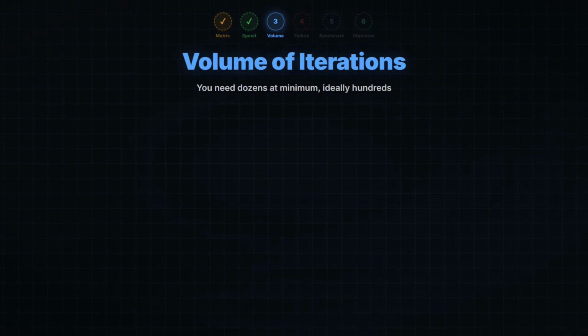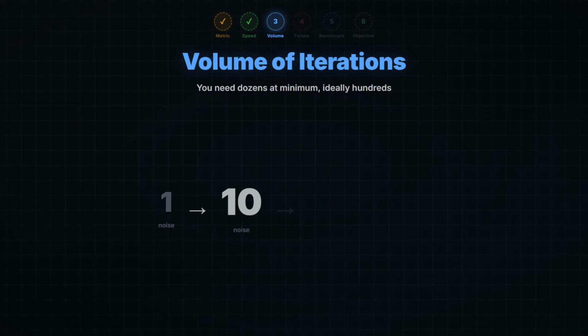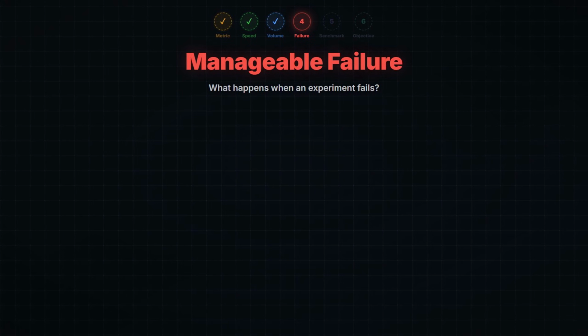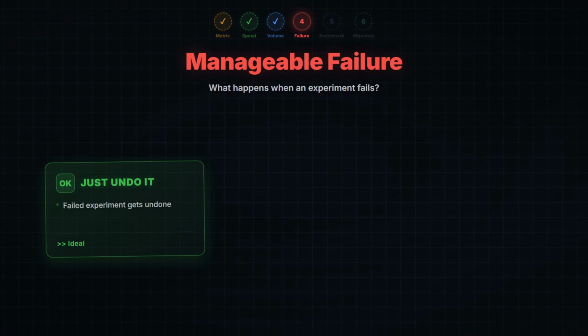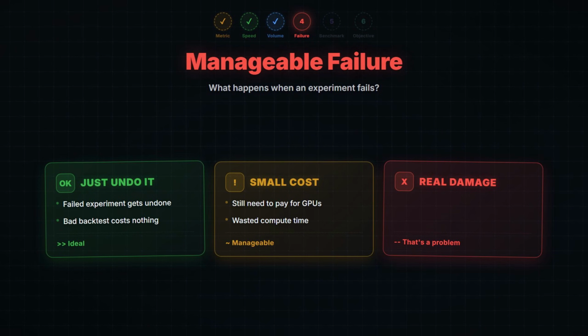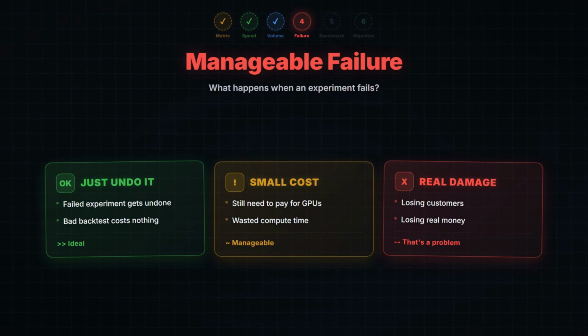3. Can you run a lot of them? One experiment tells you nothing. You need dozens at minimum and ideally hundreds. The magic is in the volume. 4. What happens when an experiment fails? In Autoresearch, a failed experiment just gets undone, though you still need to pay for the GPUs. But if a failed experiment in your use case means losing customers or real money, that's a problem.